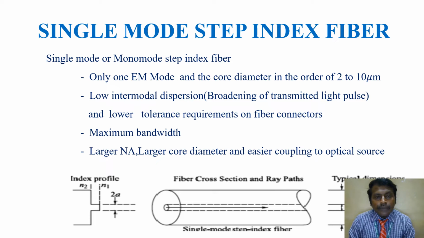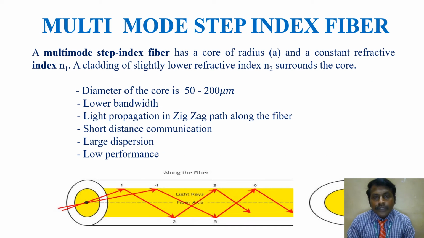In single mode fiber, the intermodal dispersion, that is the broadening of the transmitted light pulse when it is propagating, is very low compared to other types. The attenuation is very low, and the tolerance requirement on the optical fiber connector is less. In single mode fiber we can achieve maximum bandwidth, and the numerical aperture is maximum. Because of that, we have easier coupling to the optical source with a larger core diameter. These are the main advantages of single mode fiber, or mono-mode step index fiber, over any other type. Then we have multi-mode step index fiber.